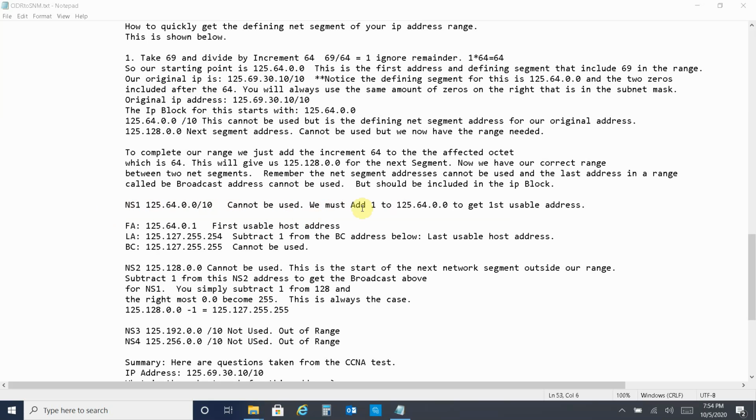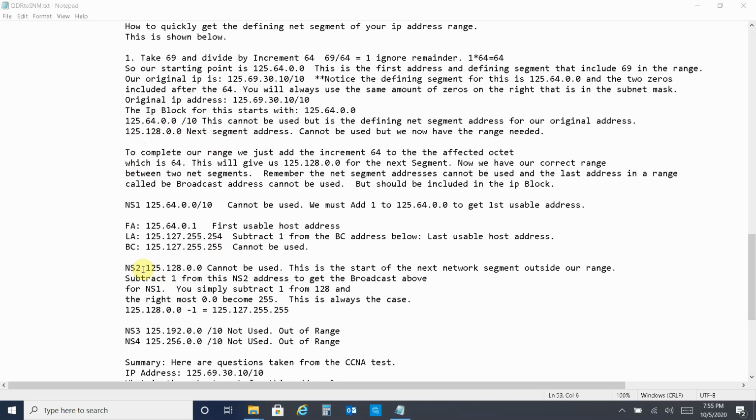It cannot be used. To find the first usable address, we just add 1 to this. We get the first usable address. So the first address is 125.64.0.1. Okay? Now, to find the last address and the broadcast address, we need to go down to the end of the range. Okay? The end of the range we just talked about. And that was right here.